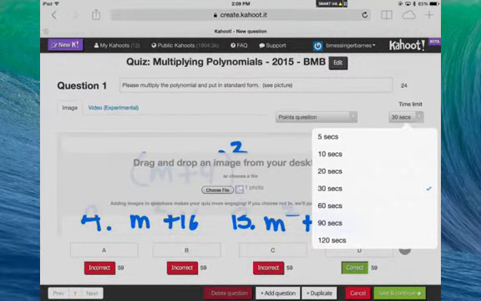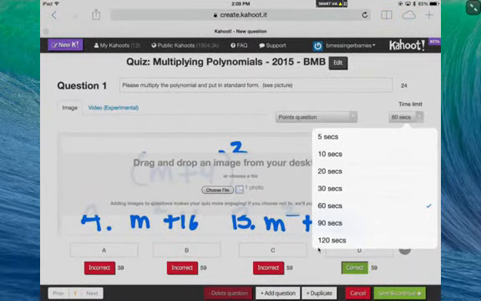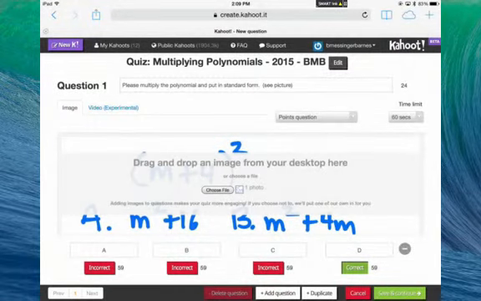For a question like this, which I consider kind of medium easy, I'm going to give them 60 seconds. Unfortunately, we can't give them any more than 2 minutes, so the questions can't get that hard. But I always say err on the side of caution, more time is better than less time.